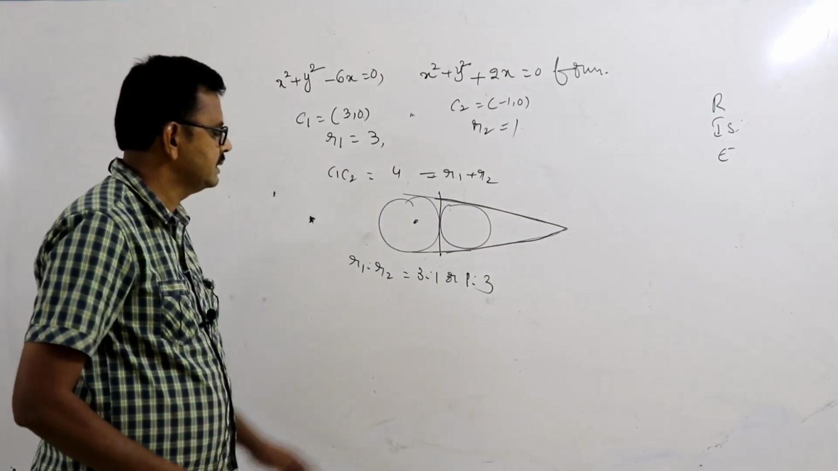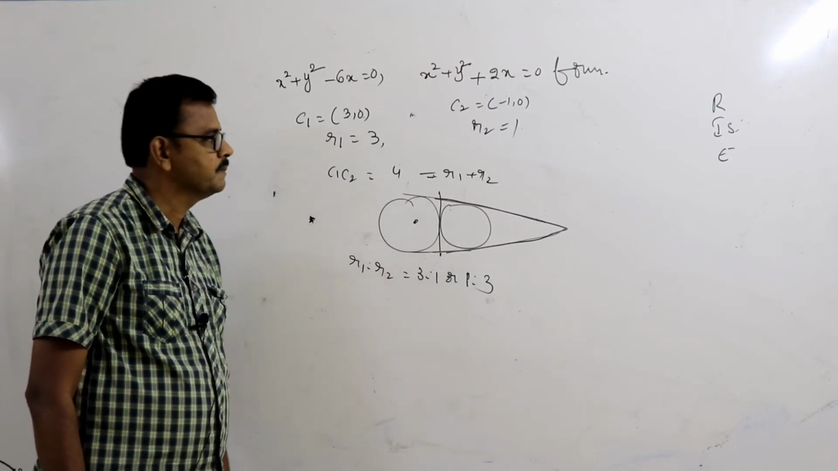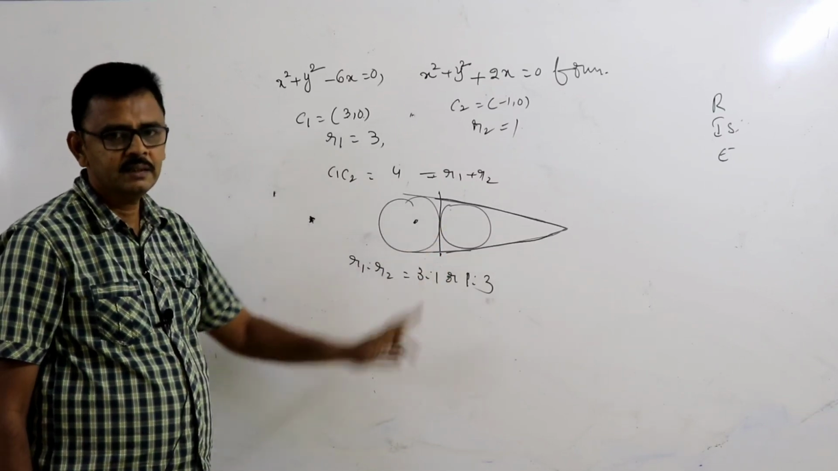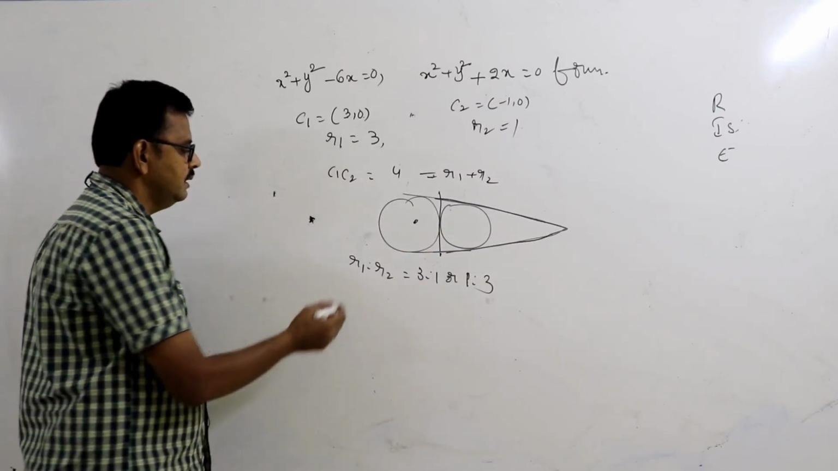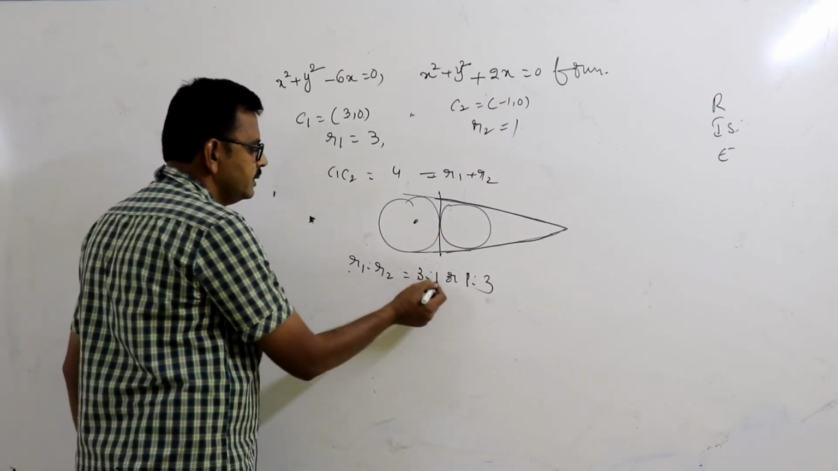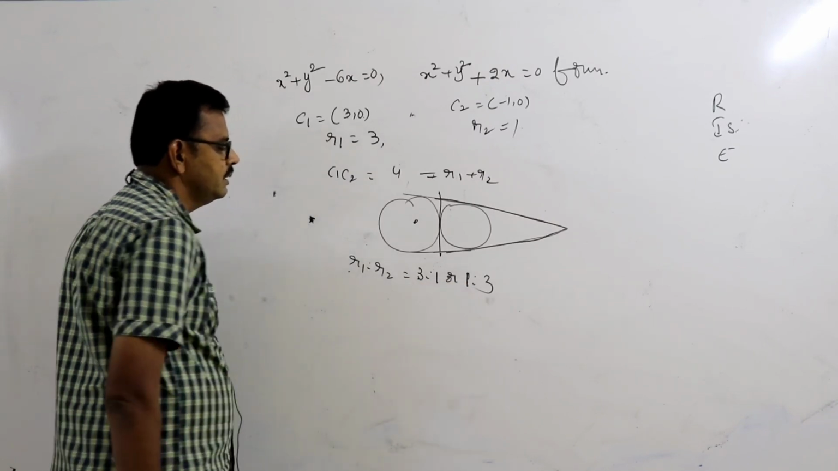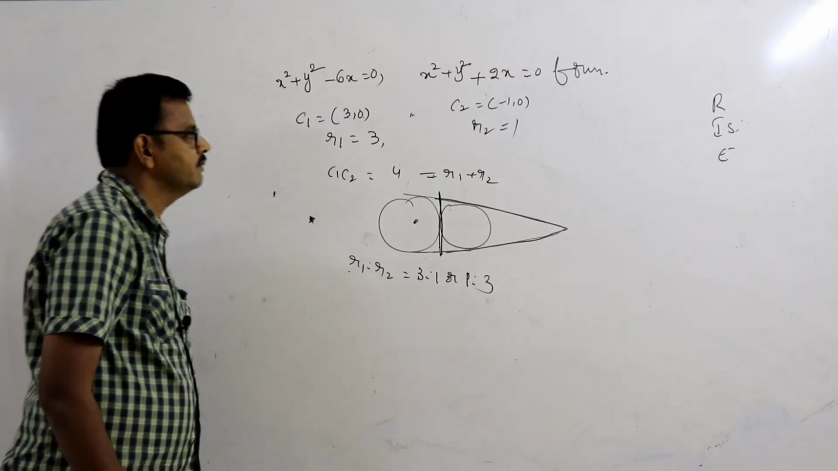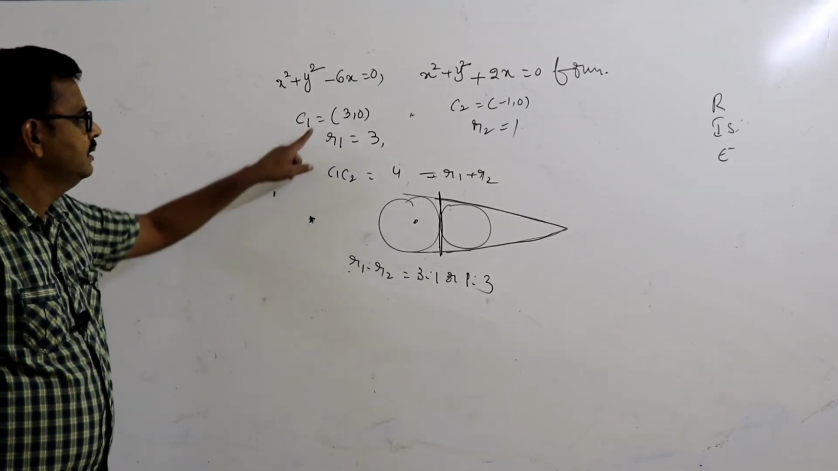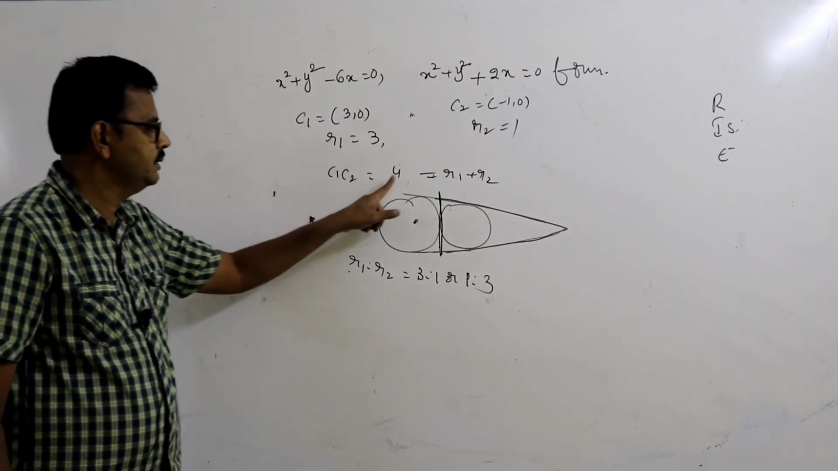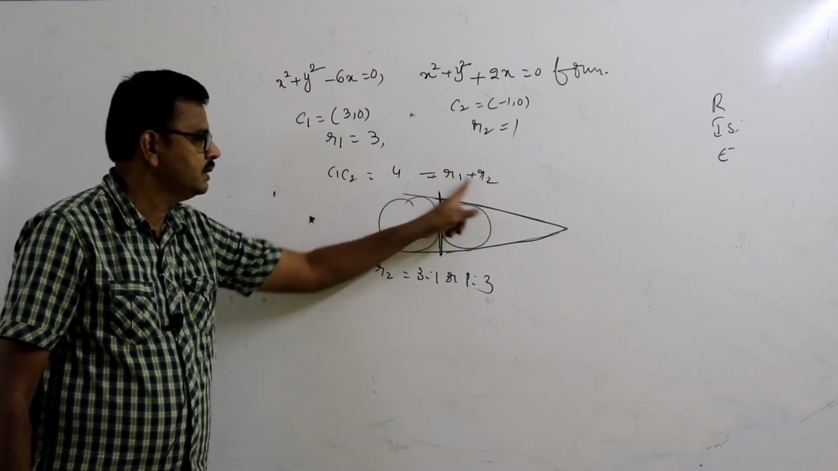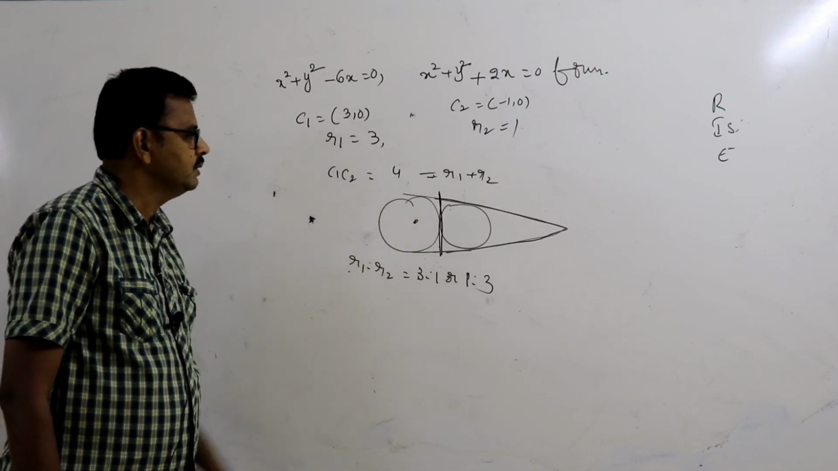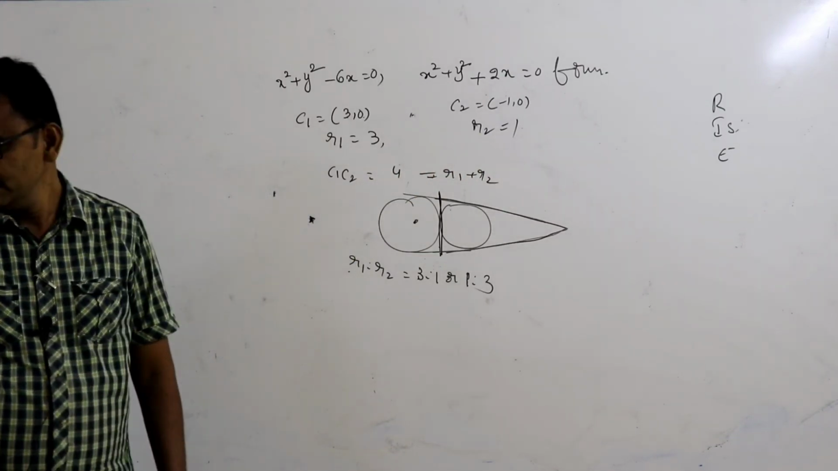Already we discussed this concept. If the two circles touch each other externally, and R1 is to R2 equal to 3 is to 1 or 1 is to 3, then the triangle formed by the common tangents is an equilateral triangle. Here C1C2 is 4, R1 plus R2 is also 4, and R1 is to R2 is 3 is to 1. Therefore, the triangle is an equilateral triangle.